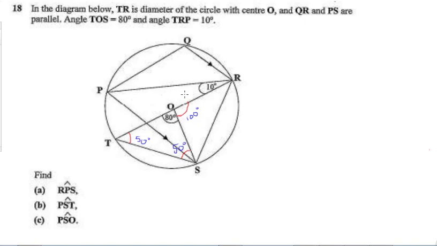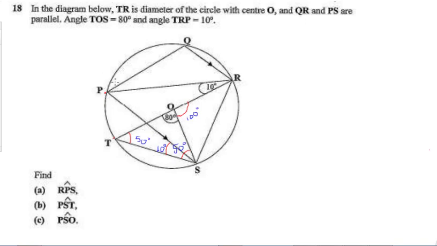Well, we've got the 10 degrees there, and this 10 degrees at PRT is coming from point P and point T. You see that? We've got PRT. Which other angle is coming from point P and T? We've got PST. So if PRT is equal to 10 degrees, it means PST as well is equal to 10 degrees. So we've got a 10 degrees here as well.